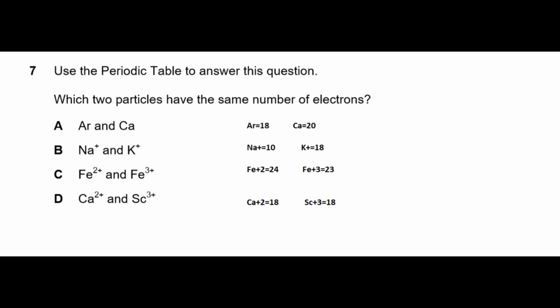I have already uploaded a video where I have taught you how to read the periodic table and what the characteristics of groups and periods are. You go and watch that video. That is going to help you to calculate the number of protons, neutrons and electrons for atoms and ions.